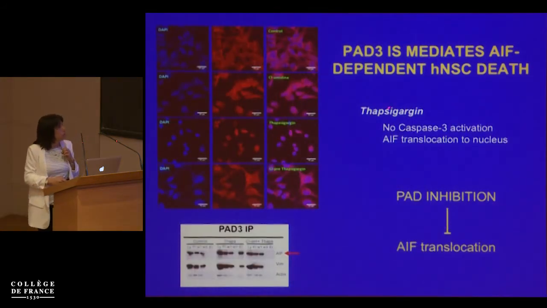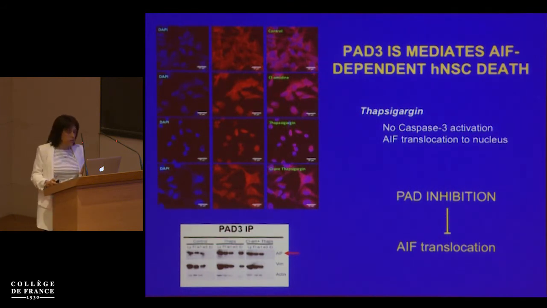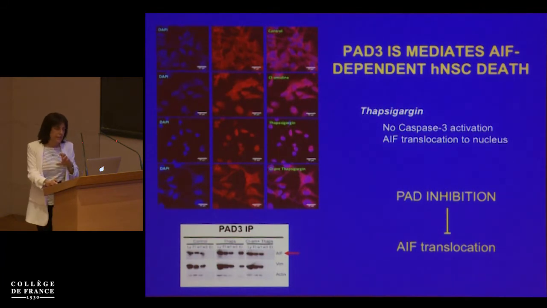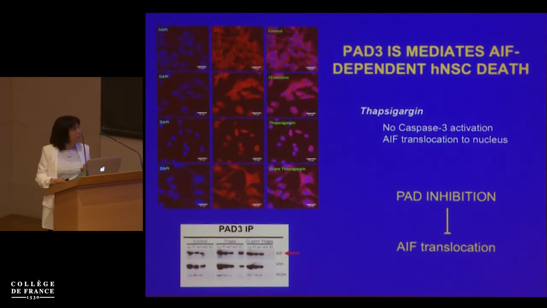And the other point I wanted to make here is that this type of cell death was not mediated via caspase-3, but predominantly via the apoptosis-inducing factor. So what inhibition of PAD was doing was blocking the translocation of AIF to the nucleus that was induced by increasing the calcium. Because these enzymes, I haven't stressed, are calcium-dependent enzymes. That is a very important mediator of cell death.